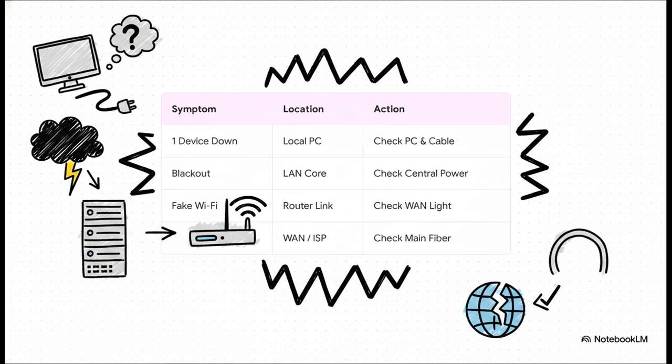Let's run through it. Single device acting up, the location is that specific PC, so check local cables only. Total blackout, the location is the LAN corp, so head to the server room power. Fake Wi-Fi, the location is the router's external link, so check the WAN light. And if the LAN works but the internet is down, the location is the ISP or main fiber, so check the incoming external connection. It really is that simple and that systematic.